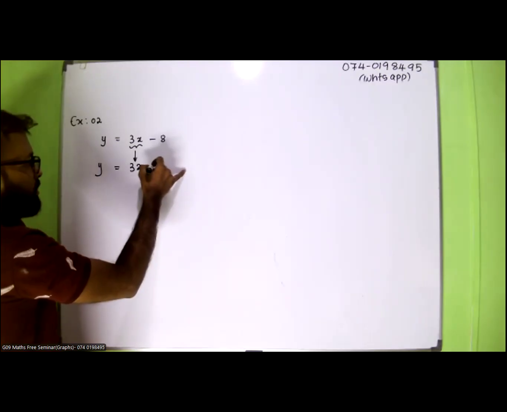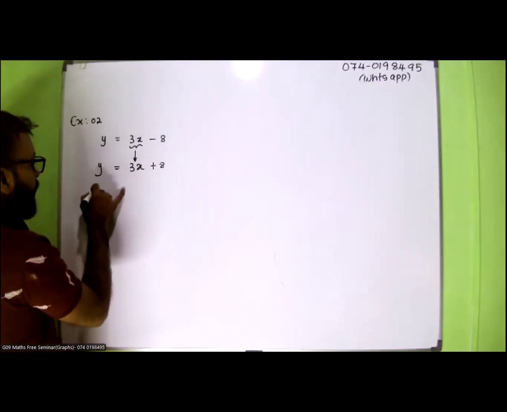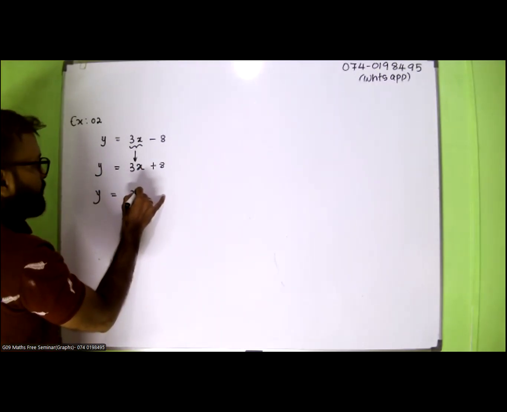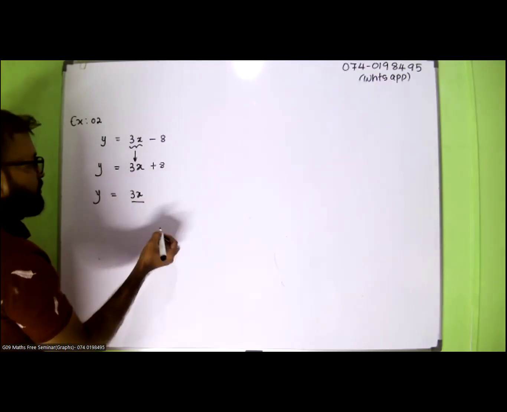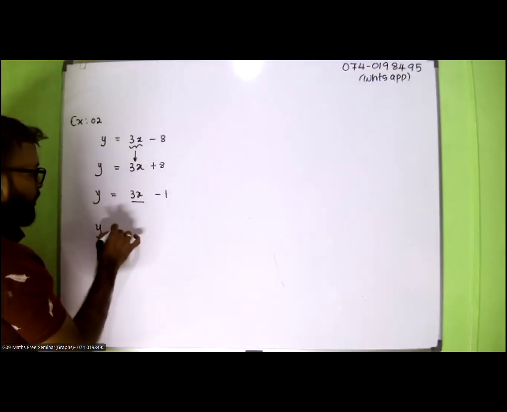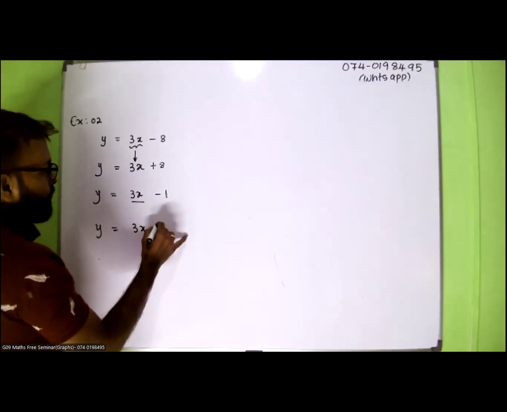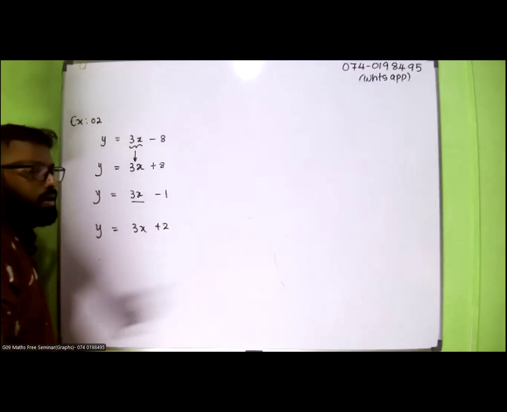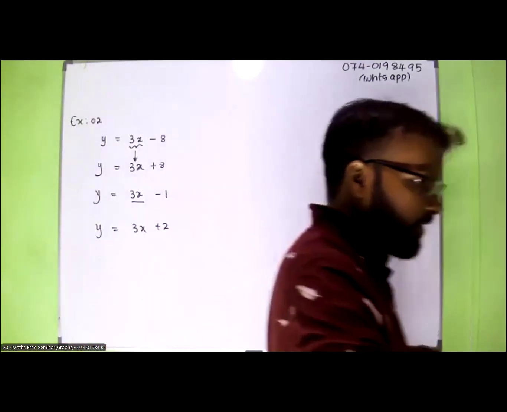Here it is minus 8, so I will write positive 8. Another one: y equals 3x, does not change, 3x, minus 1. y equals 3x plus 2. Right? And so on. Clear.